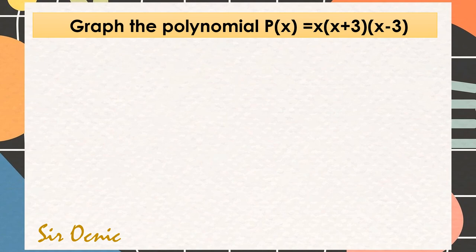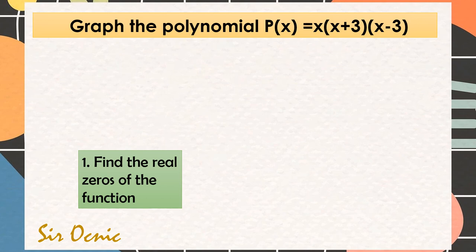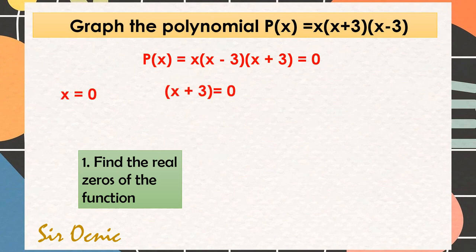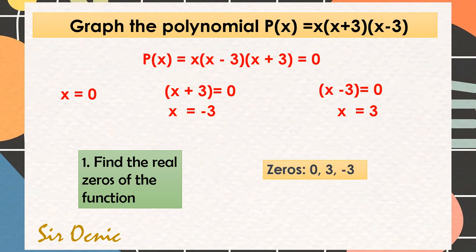Graph the polynomial p of x is equal to x times x plus 3 times x minus 3. Finding the real zeros of the function, since the function is in factored form, equate all factors to 0. That will be x equals 0, x plus 3 equals 0, or simply x equals negative 3, and x minus 3 equals 0, or simply x equals positive 3. Therefore, the zeros are 0, 3, and negative 3.